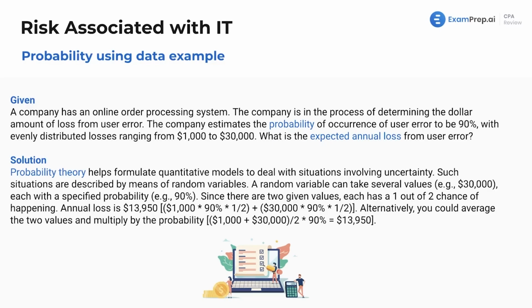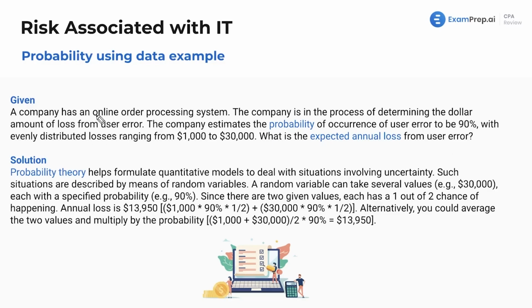Probability using data as well. We've got another one a little bit more in depth. Let's go through it. So first, let's read the question since there's a lot of information. We don't want to get overwhelmed. What's the expected annual loss from user error? Uh-oh, we've got user error. None of you better be the ones causing this user error.